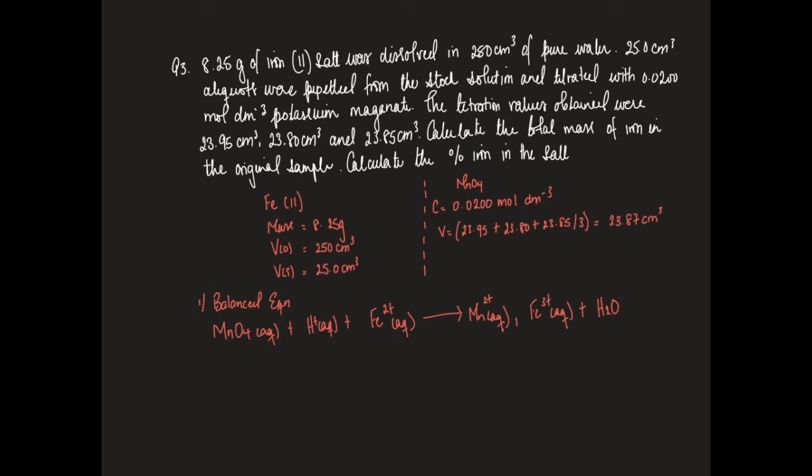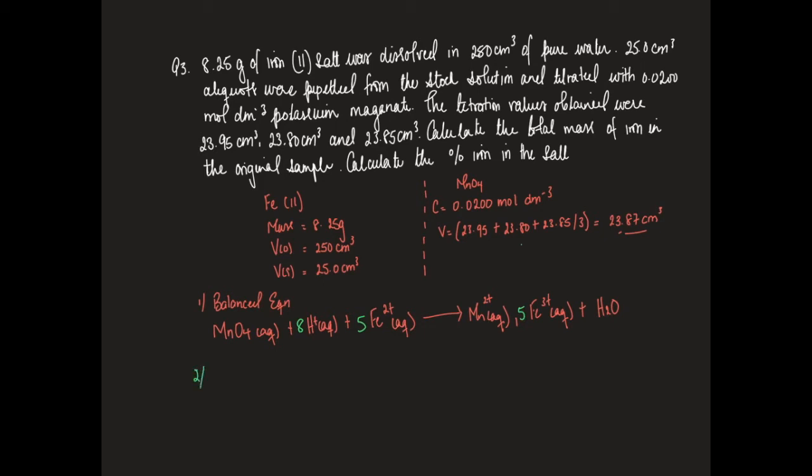So for iron, we have the mass, we have the volume of the original sample, and we have the volume of the aliquot. For manganate, we have the concentration, and we were given 3 volumes. So what we do is take the average of the volumes, which was 23.87. Now, as usual, the first thing we're going to do is write a balanced equation. So add in an 8 here, a 5 here, and a 5 here would make this equation balance.